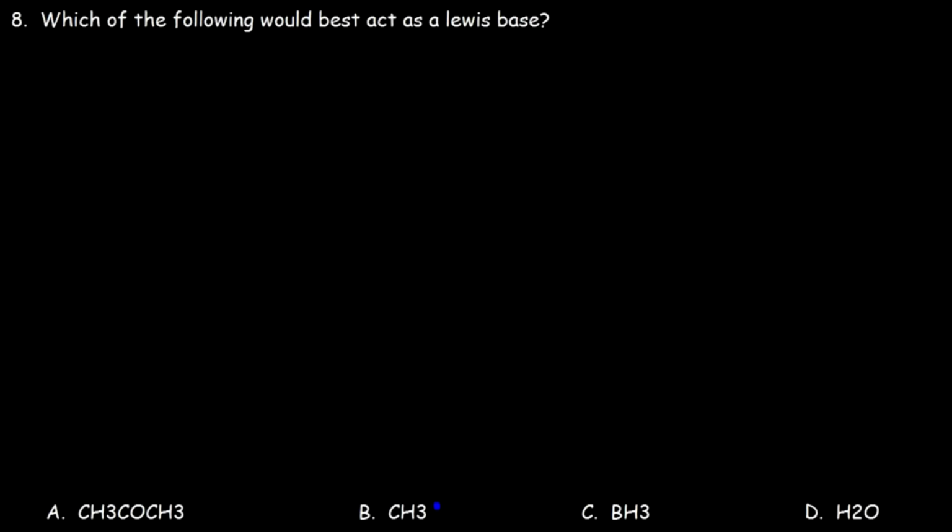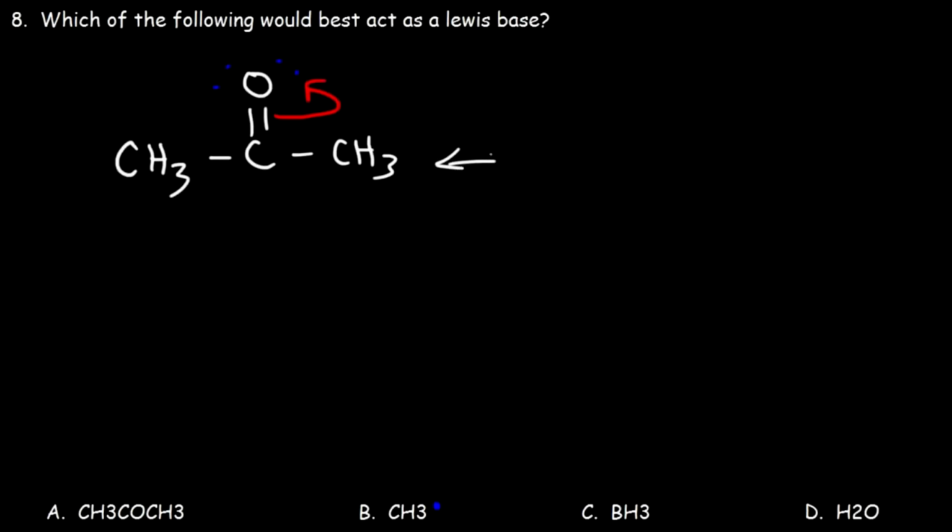So let's look at answer choice A. Is it a Lewis base or is it a Lewis acid? Can it accept a pair of electrons or will it donate a pair of electrons? If we draw the resonance structure, notice that the carbon atom will have a positive charge.